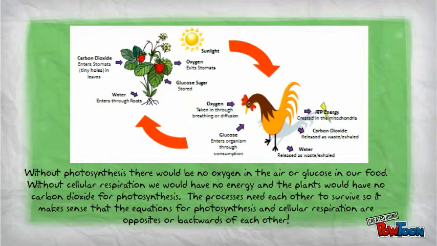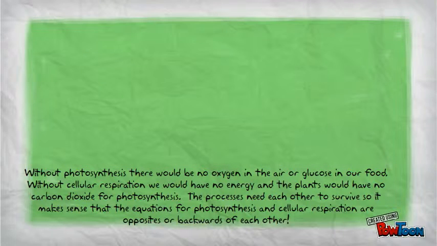Without photosynthesis, there would be no oxygen in the air or glucose in our food. Without cell respiration, we would have no energy, and the plants would have no carbon dioxide for photosynthesis. The processes need each other to survive, so it makes sense that the equations of photosynthesis and cell respiration are opposites, or backwards, of each other.